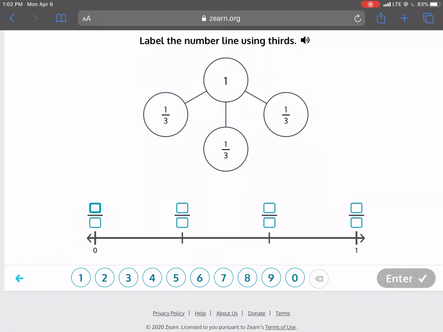Label the number line using thirds. At 0, we have 0 thirds. Then we have 1/3 at that first tick mark, 2/3, and then finally at the number 1 whole, we have 3/3 because 3/3 equals 1.